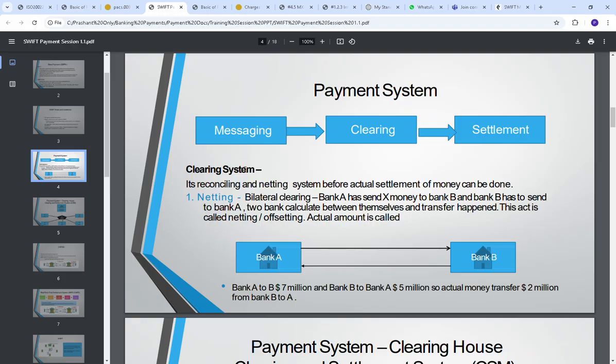So here in the example, bank A has to send 7 million to bank B, and bank B has to send 5 million. So only 2 million has to be sent by bank A to bank B. This is called netting, bilateral netting or bilateral clearing. That is clear now, this word netting. This is a clearing system, netting.